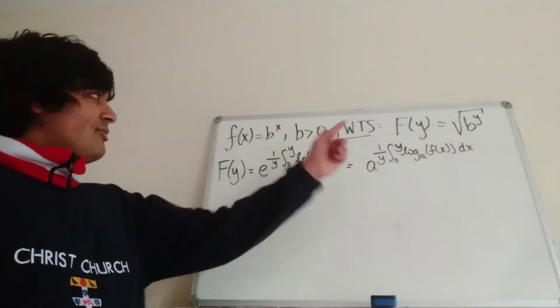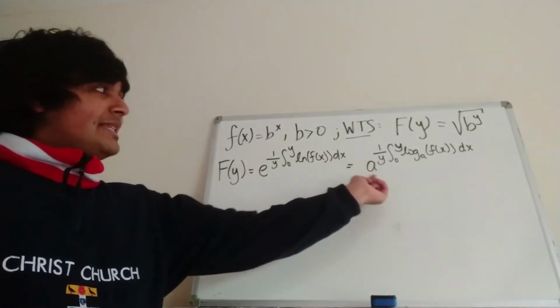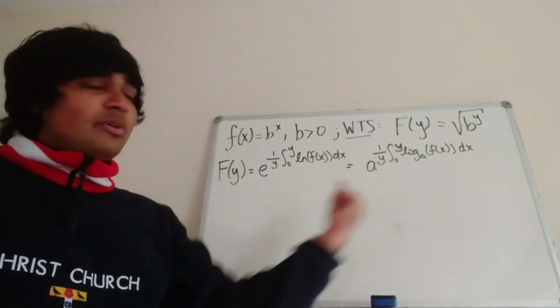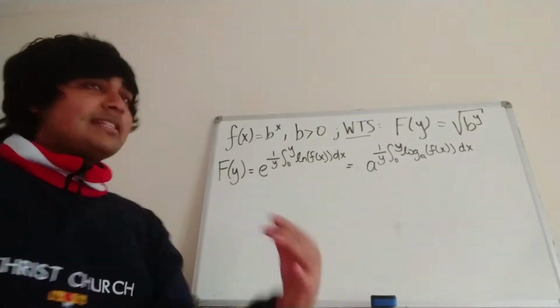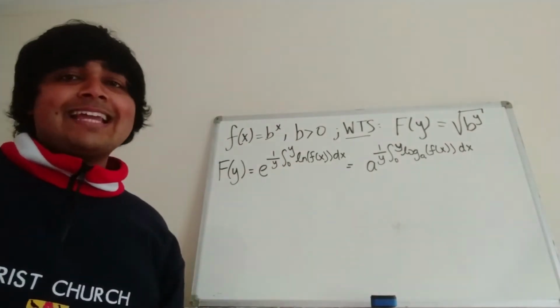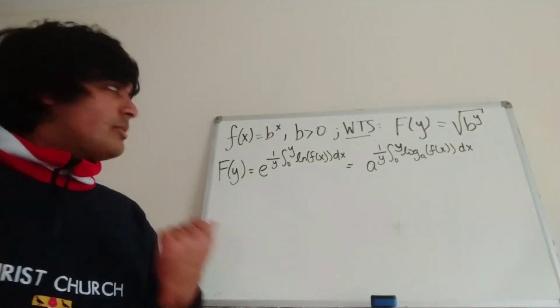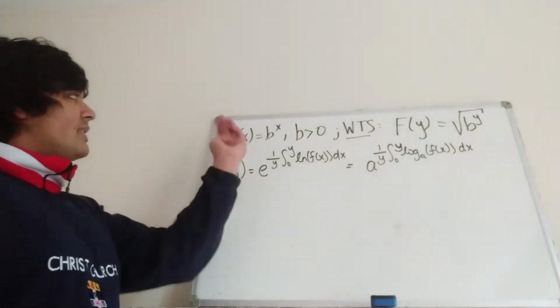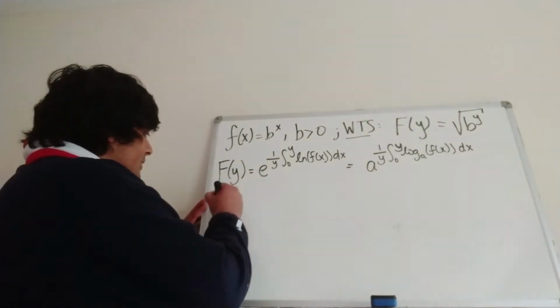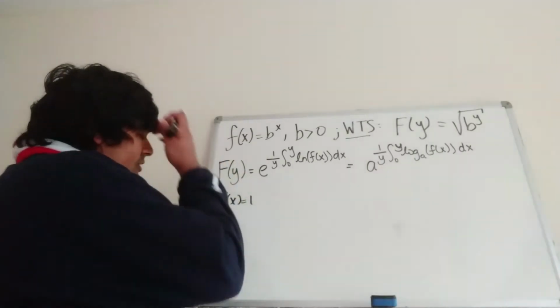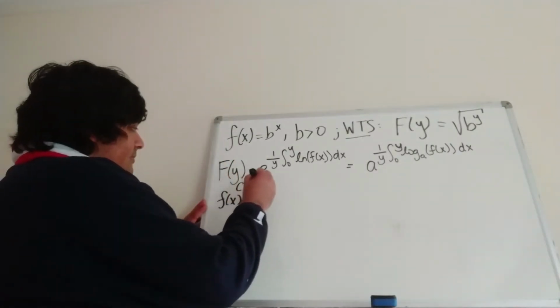Okay, so we want to prove this result here, and we're going to be using this formula, but you can see it's only valid for a positive and not 1, whereas here we're considering b positive, so we've got to consider the case b equals 1 separately. So we'll do that first. If b equals 1, then f of x is just 1 to the power of x, so f of x is just 1. So this is the case b equals 1.